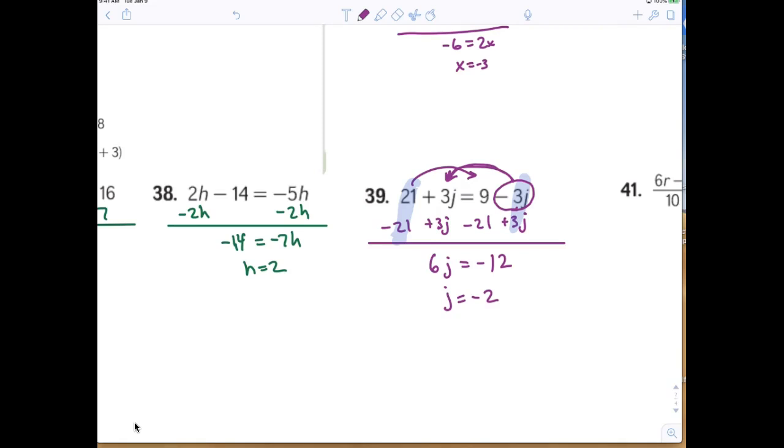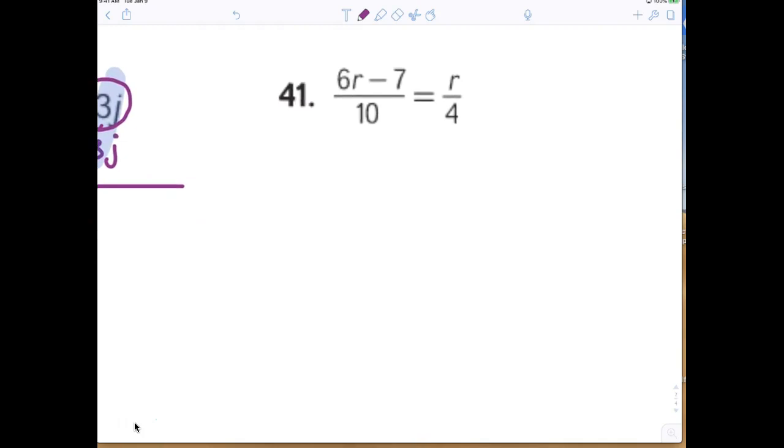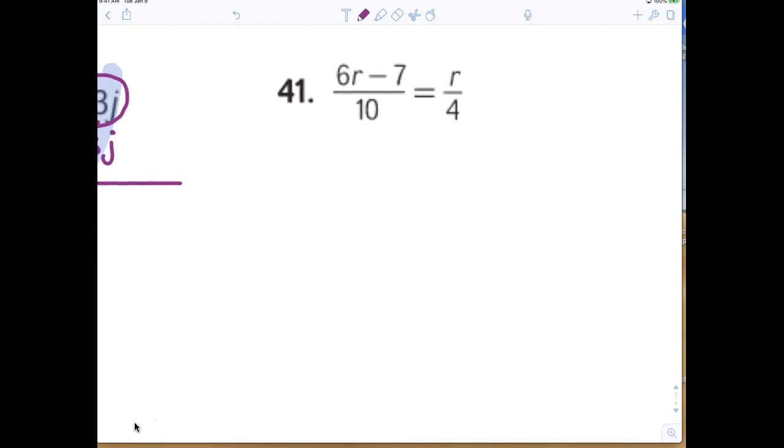Come on, I expect the work to be written out. I'm going to write 41, then we're going to do the next one. I'm going to walk around again. I'm expecting full details. Everything has to be written out. Here we go. You should have on your paper 4 parentheses 6r minus 7 equals 10r. Everybody okay with that? Yes, sir.